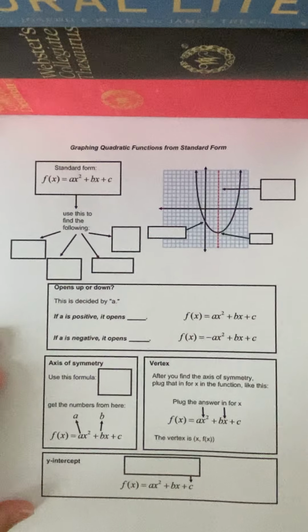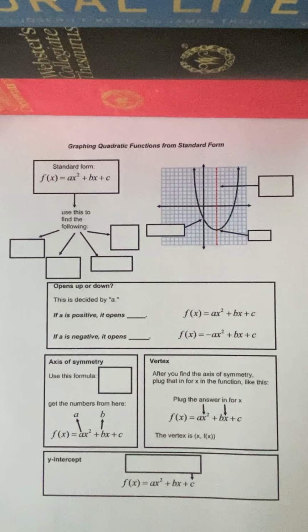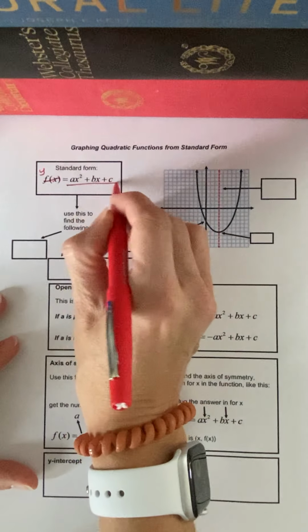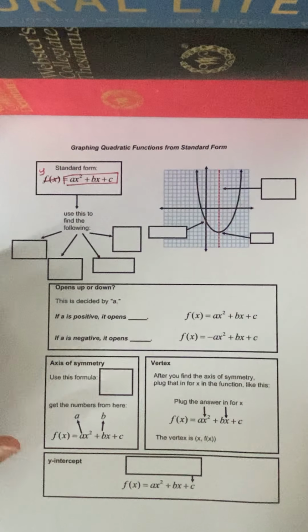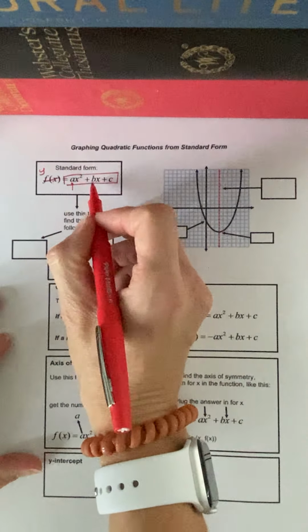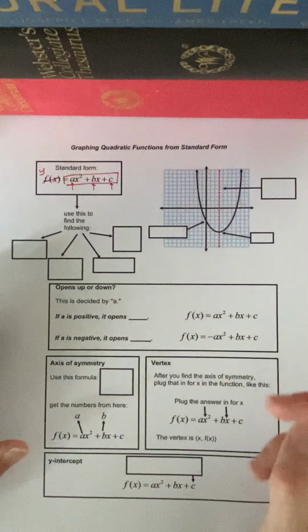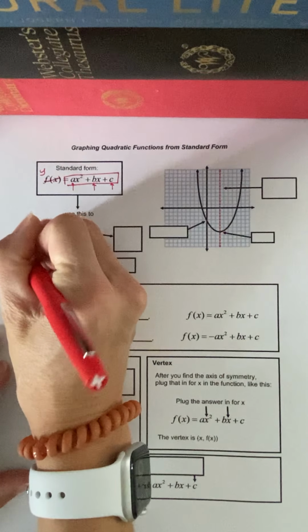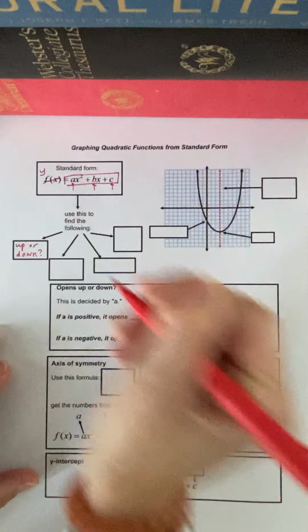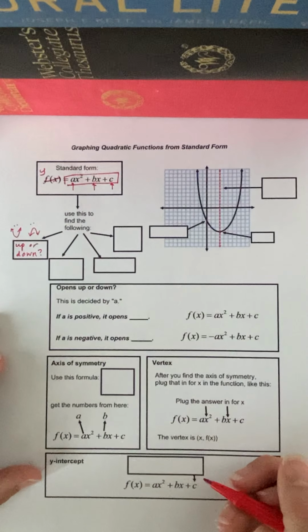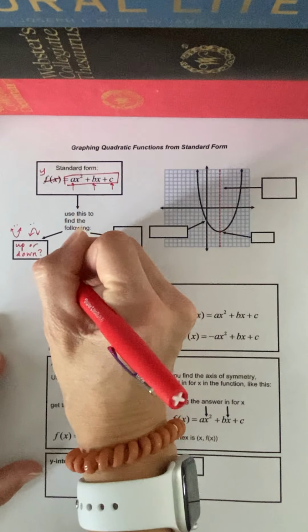Okay, so this is graphing quadratic functions from standard form. Standard form, I'm just going to cross out f of x, put y. Remember that is ax squared plus bx plus c, where a is the coefficient of x squared, b is the coefficient of x, and c is just your constant afterwards. We can use this equation to find a whole bunch of different things, such as whether the parabola opens up or down. Remember whether it was a happy parabola or a sad parabola. We can also use it to find the axis of symmetry.